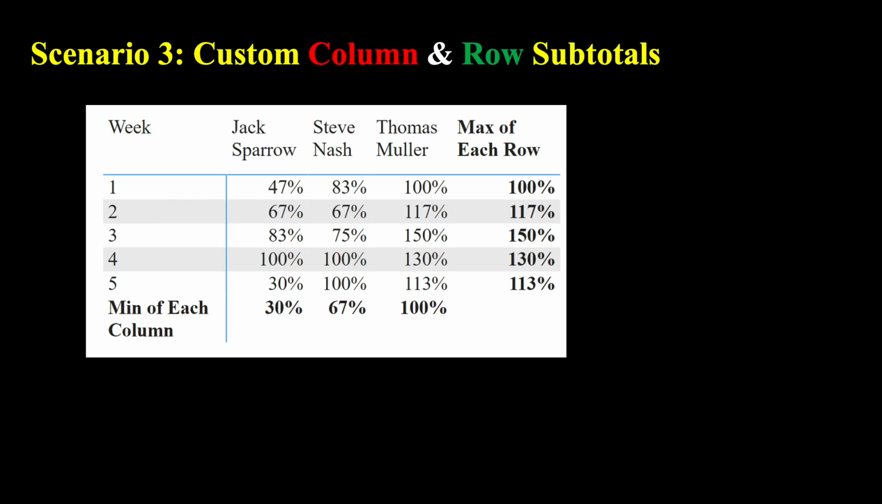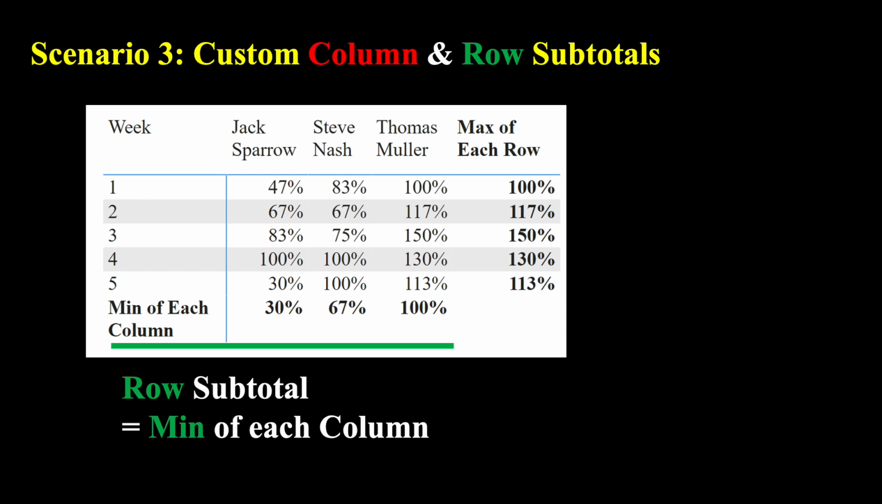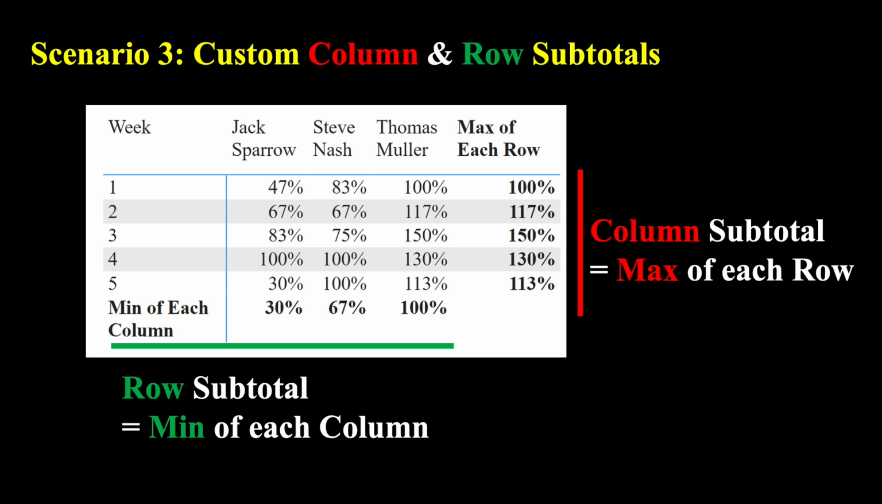And now let's look at one more scenario with advanced tricks to customize both column and row subtotals at the same time in the same matrix table. For the row subtotals, we will display the mean values of each column, and for column subtotals, we will display the max values of each row. And then for the grand total at the bottom right corner, let's keep it as blank to avoid any confusion.